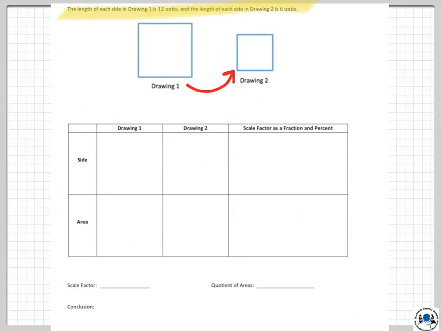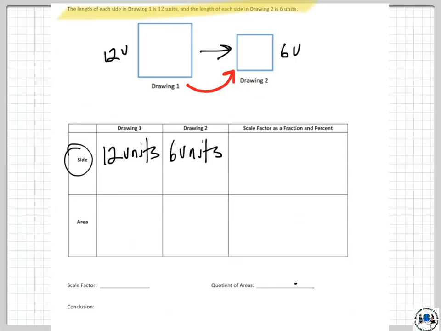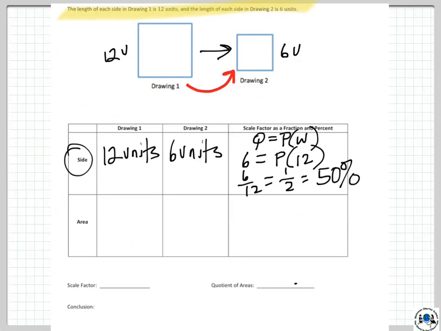Okay, so let's check in and see how you did. Again, we're going from drawing 1 to drawing 2, a reduction. All right, and just filling in, we have 12 units for the sides of drawing 1 and 6 unit sides for drawing 2. All right, so I'm working across here now. I'm going to calculate a scale factor for my side measurements, which happen to be one-dimensional measurements. Q equals P times W. 6 equals P times 12, which is 6 over 12 equals 1/2, which equals 50%.